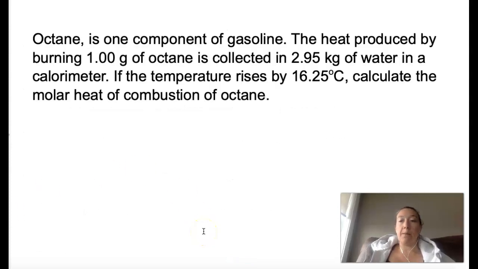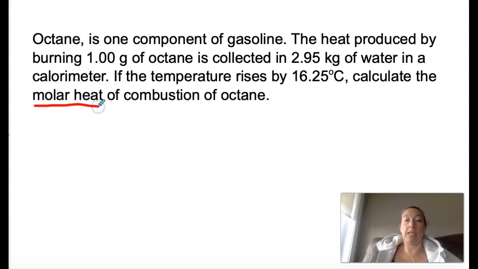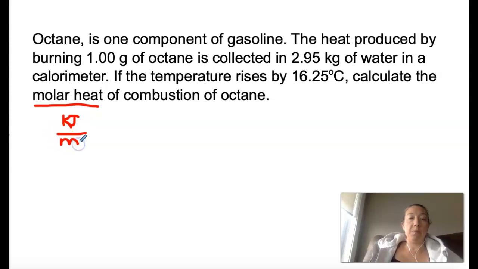Okay, so we have an example here. Octane is one component of gasoline. The heat produced by burning 1 gram of octane is collected in 2.95 kilograms of water in a calorimeter. If the temperature rises by 16.25 degrees C, calculate the molar heat of combustion of octane. So this has asked for molar heat. That means unit-wise, I need to be getting kilojoules per mole, and specifically moles of octane.